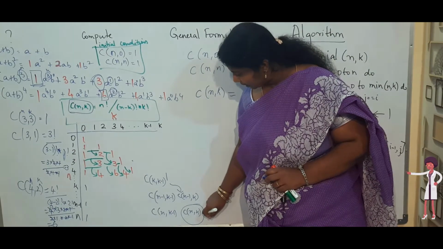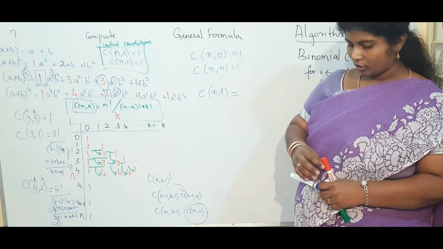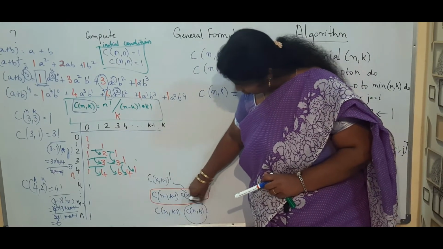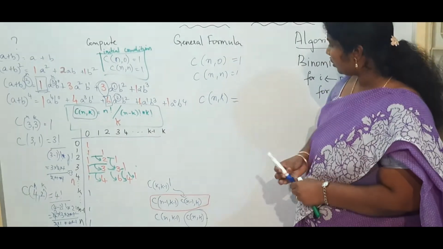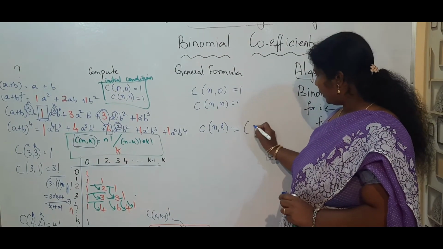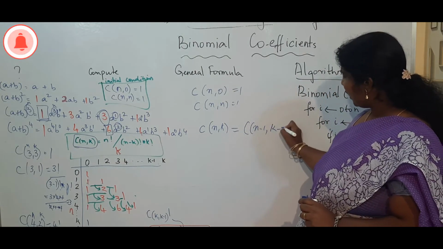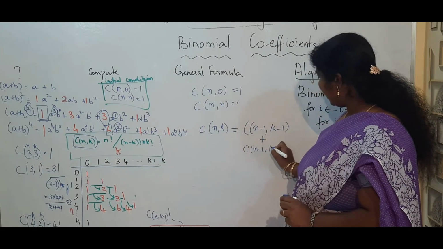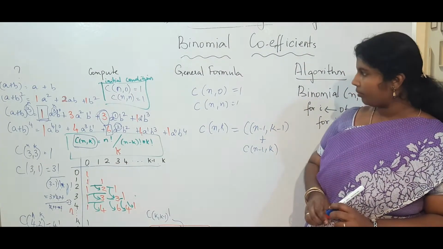If I have to get this, what are the two values I have to add? It is the summation of these two values. So the formula is C of n comma k equals C of n minus 1 comma k minus 1 plus C of n minus 1 comma k.